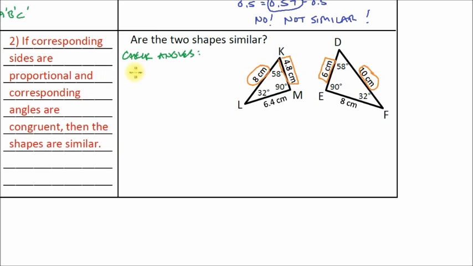We've got angle K is clearly congruent to angle D. K and D are 58 degrees. Let's take a look at angle L. That appears to be congruent to angle F. That's 32 degrees, so that's good. And angle M, is it congruent to E? M is 90 and E is 90, so those are congruent. So good, our angles check out. We've got corresponding angles are congruent. Now we're going to check our sides.